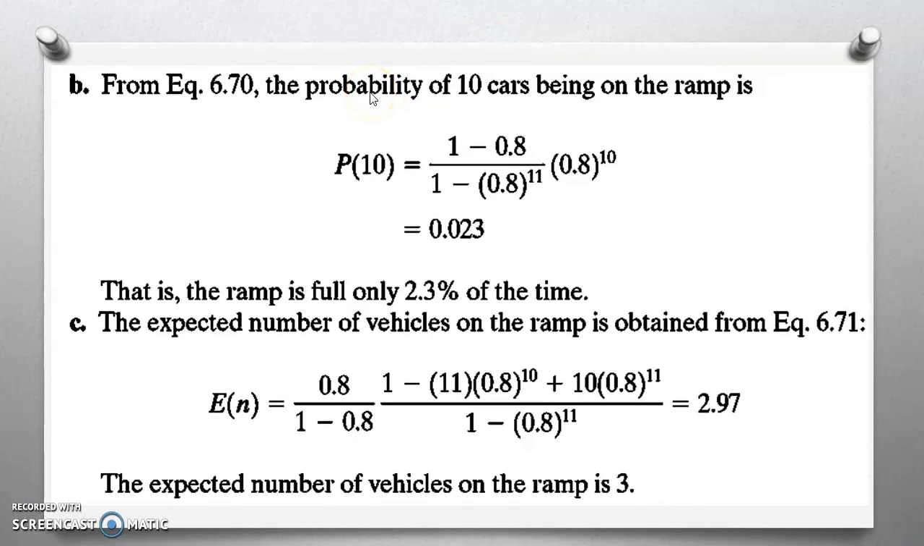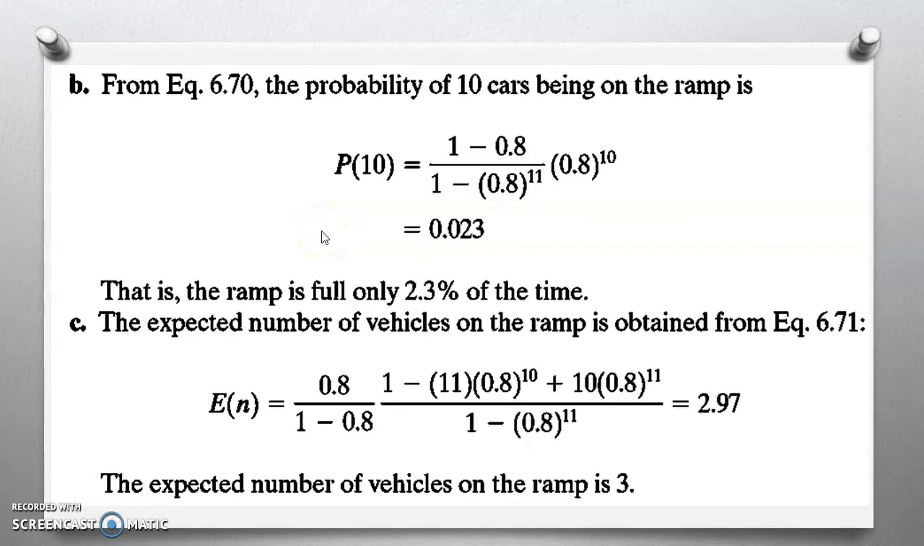Next is the probability of 10 cars being on the ramp. Using the same formula, let's substitute 5 with 10 because we're asked to find the probability of 10 cars. So P of 10 is equal to 1 minus 0.8, being our probability, over 1 minus 0.8 to the power of 11. 11 comes from the number of vehicles plus 1, which is 10 plus 1, multiplied by probability to the power of 10. Therefore, the probability of 10 cars being on the ramp is 0.023.